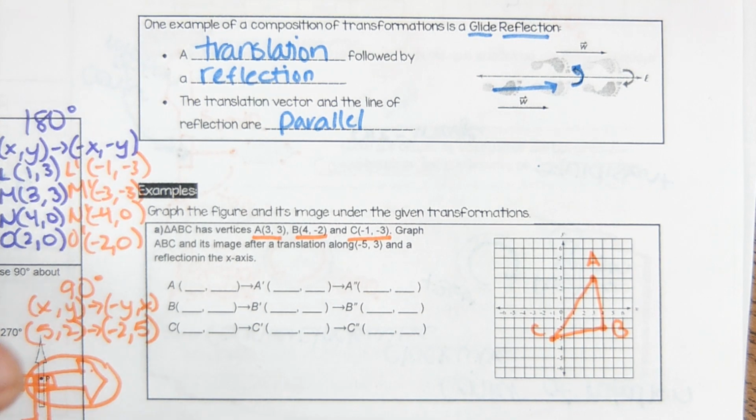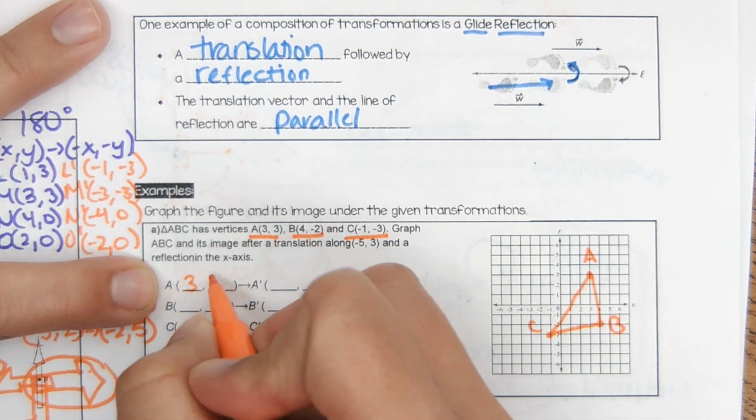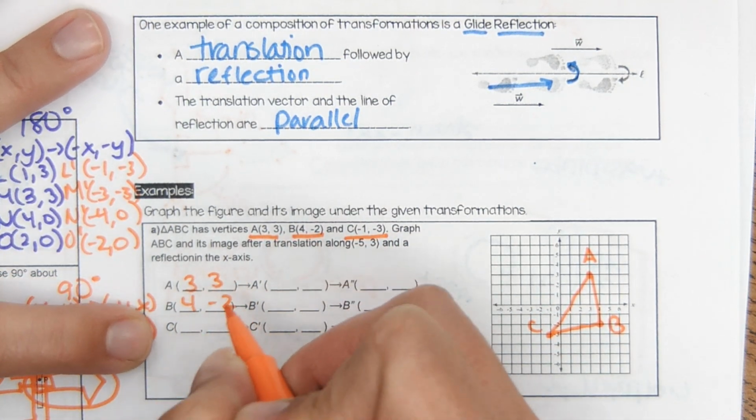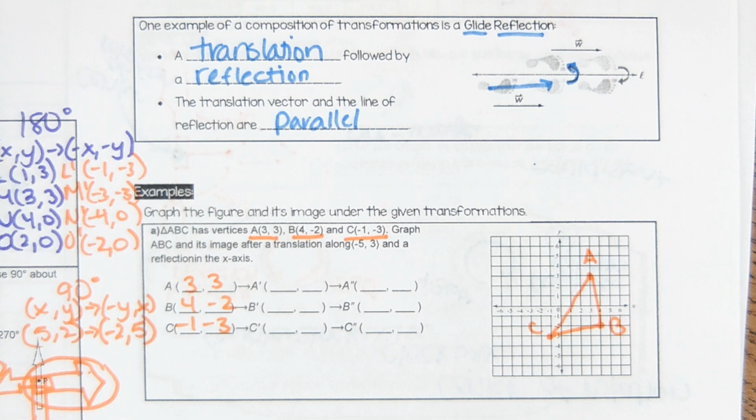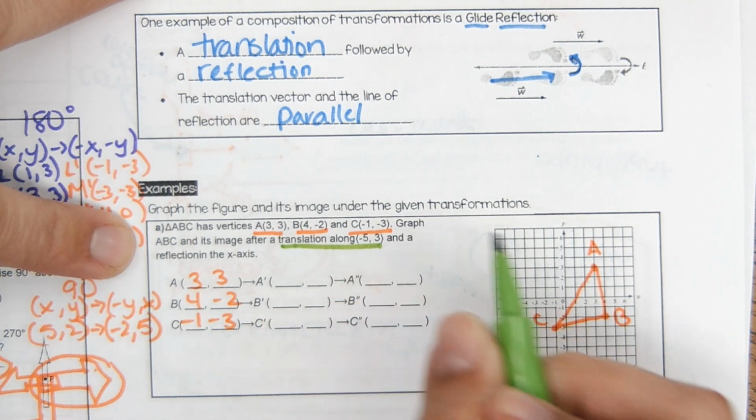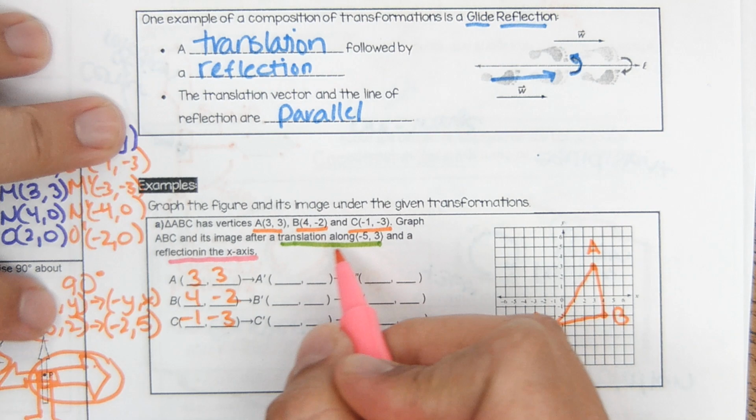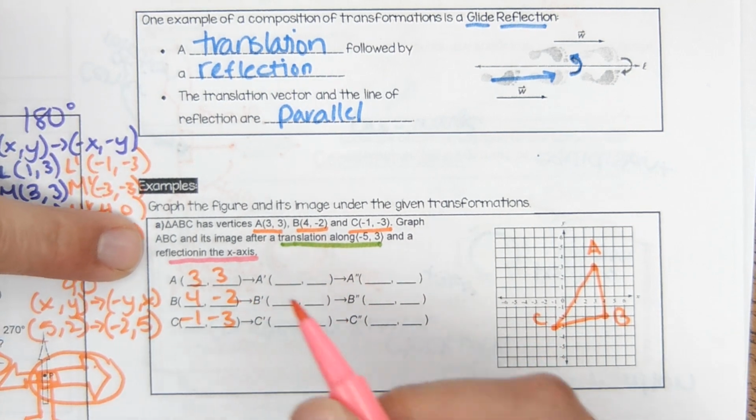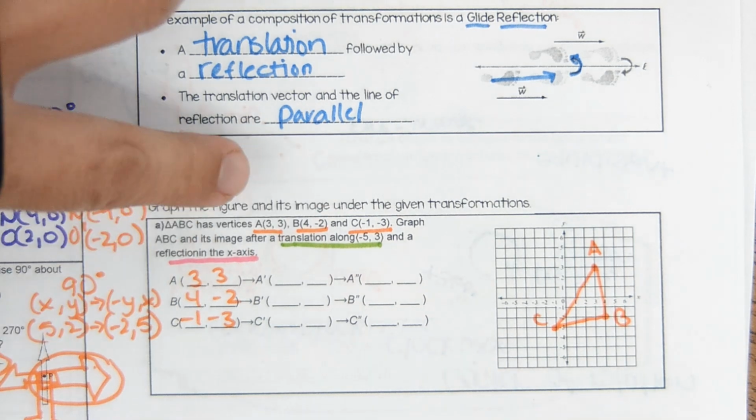Okay, and the other thing I'm going to do is put these original points in this chart here. So A is at 3, 3, B is at 4, negative 2, and C is at negative 1, negative 3. Okay, so there's our original. It says graph ABC and its image after translation along negative 5, 3, and a reflection in the x-axis. This order is really important. You have to do it in the order that they're telling you to, otherwise it's going to come out wrong. So make sure that you're following the order.